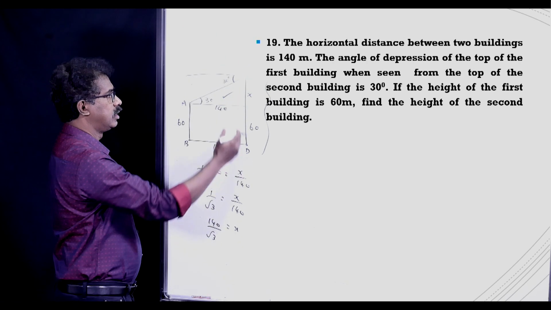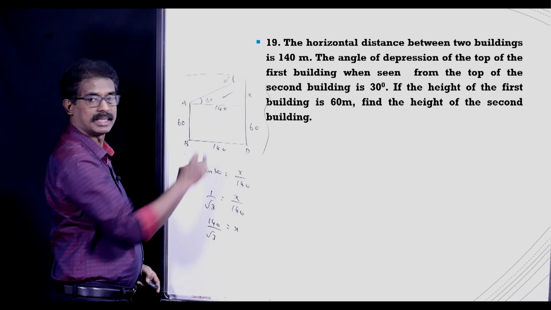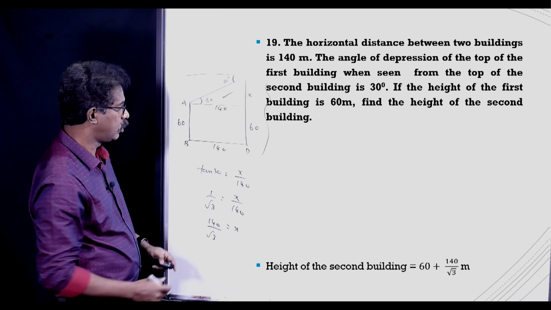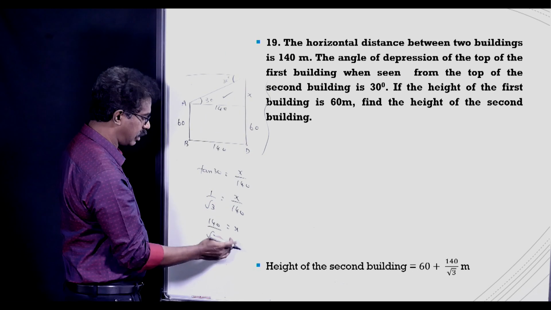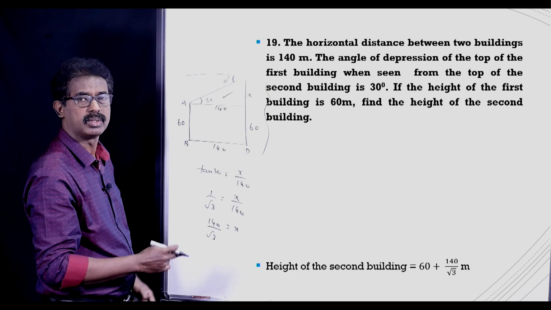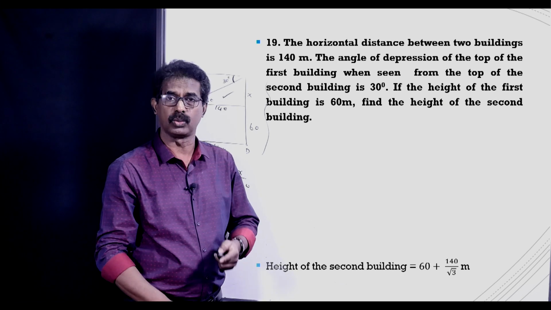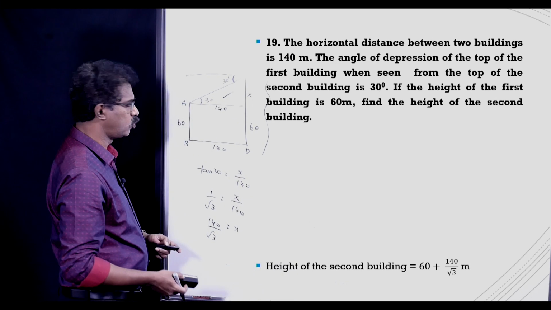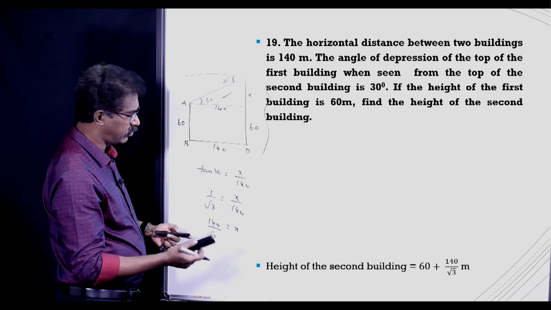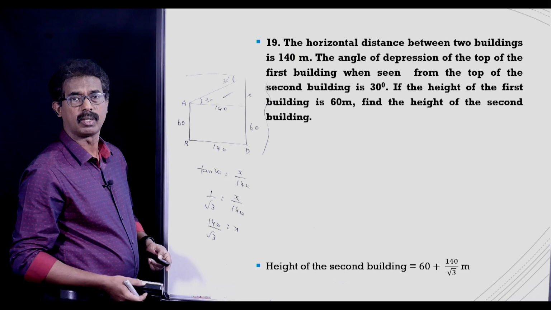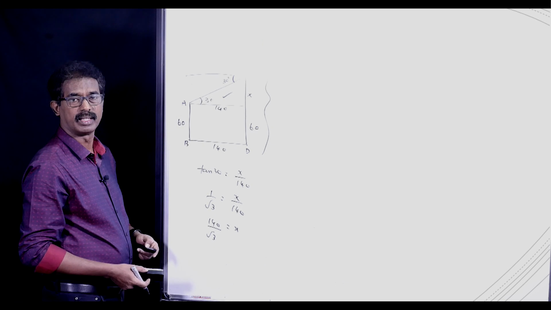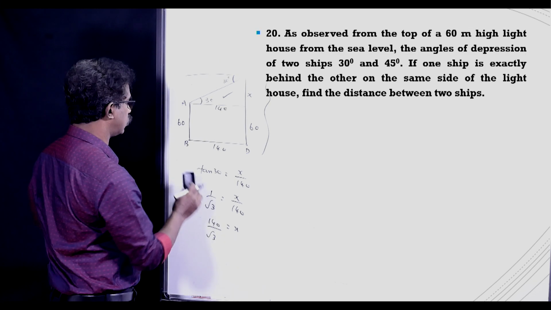Then the height is x plus 60 or 60 plus x, right? So you will get 60 plus that x value, 140 by root 3. If you want, you can multiply by root 3 by root 3 and do that. If it is a 2-mark question, even if you leave it like this, no problem. Otherwise, take root 3 as 1.732 and simplify that, okay? Now we go for the next question.